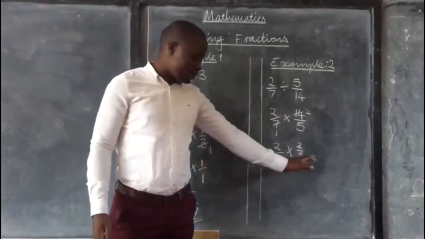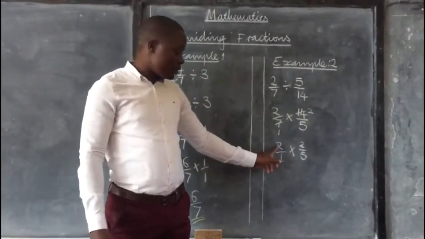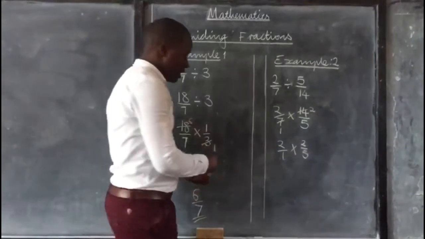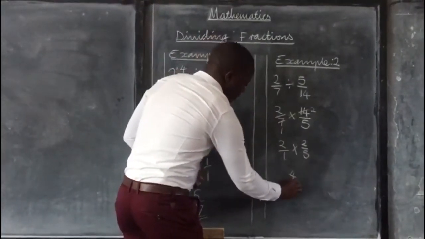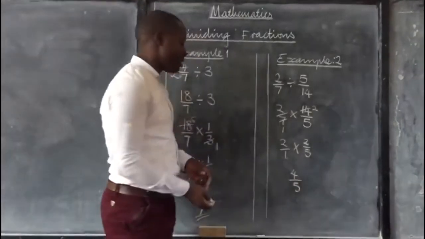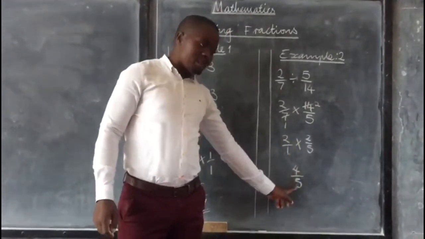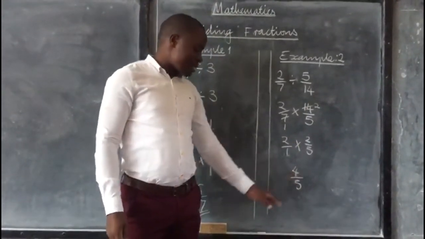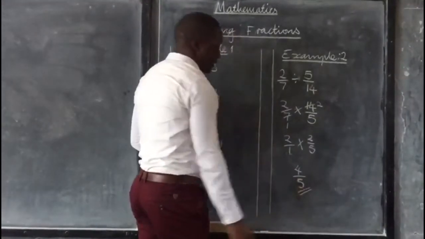This one is simple to multiply. You just go direct multiplication. So 2 times 2, this gives us 4, and then 1 times 5, this gives us 5. Again, before you confirm to say this is the final answer, check if there is a number that can divide 4 and 5 without a remainder. In this case, we don't have, and this remains our final answer.